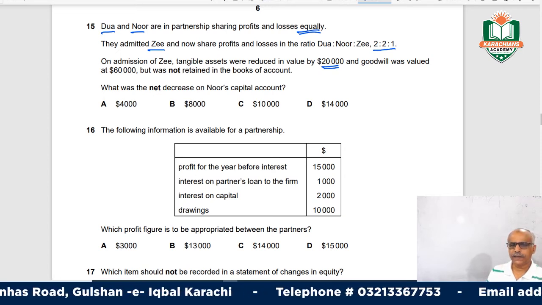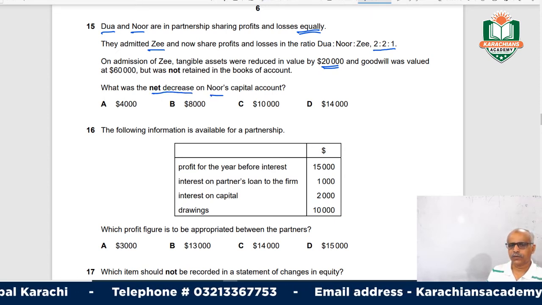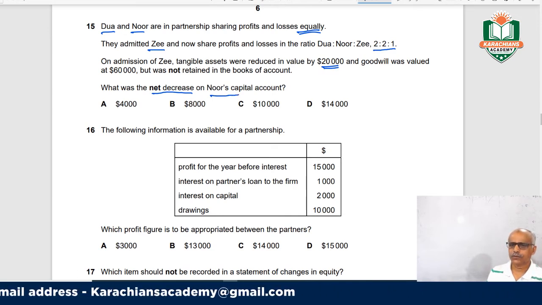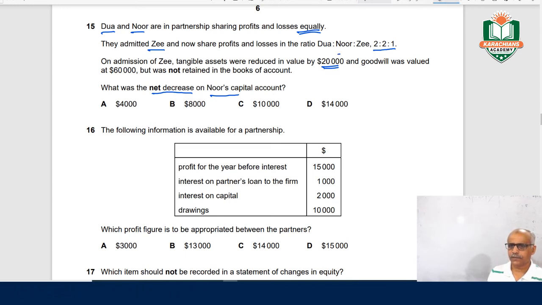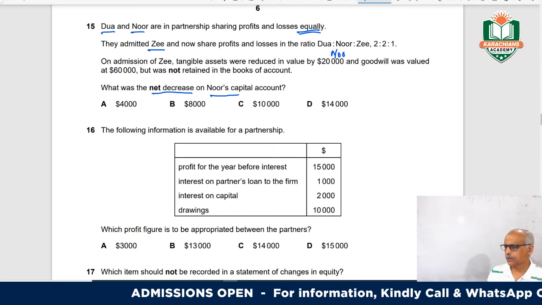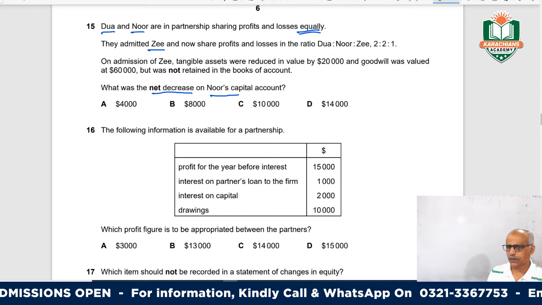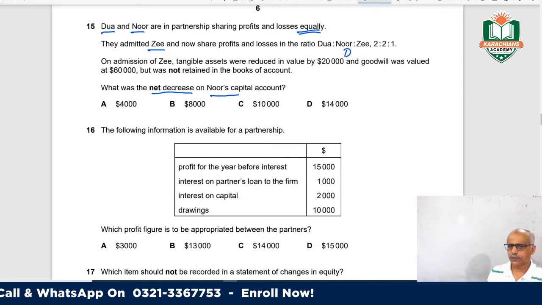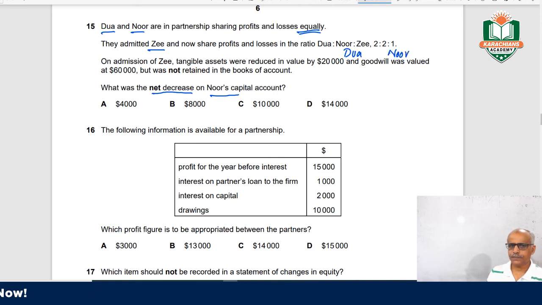So what was the net decrease in Noor's capital? Actually you have to tell about Noor's. So no issue, we can make it. I am saying first there were Dua and Noor, Dua, Noor, and Z. Z is a new partner.